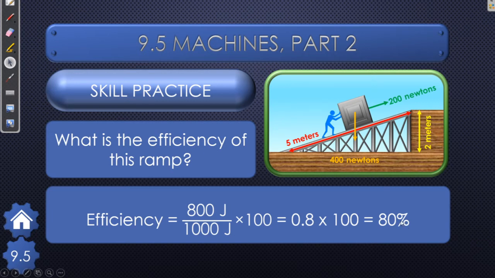This machine is 80% efficient, which means that for every 100 joules of work that Frank does pushing the box, only 80 of those joules actually go into lifting the box. The other 20 out of every 100 joules get transformed into heat, as we talked about previously.